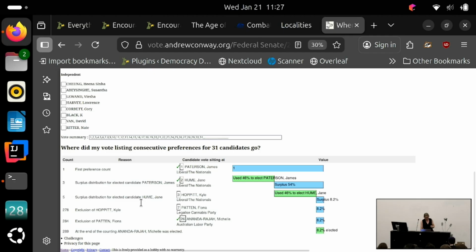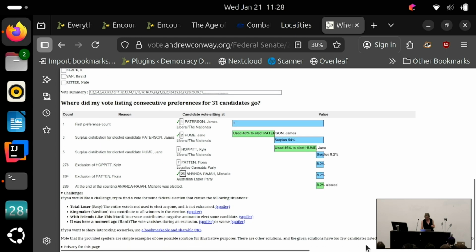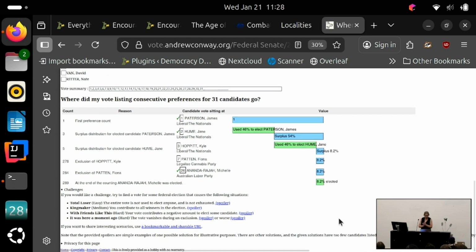I'm almost done. I know I've only got 3 minutes to go. If you want some enrichment activities, please click on the carefully hidden challenges at the bottom of the page. There is a guarantee that all of the challenges are satisfiable, but there is no guarantee that all of the challenges are satisfiable for any specific state and year. So if you can't find a solution, you might want to look at a different year or a different state or territory.